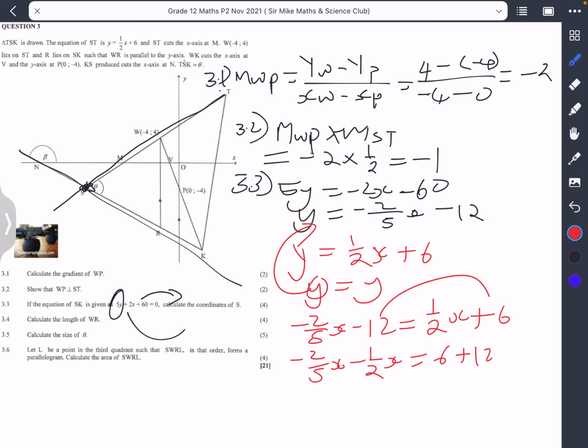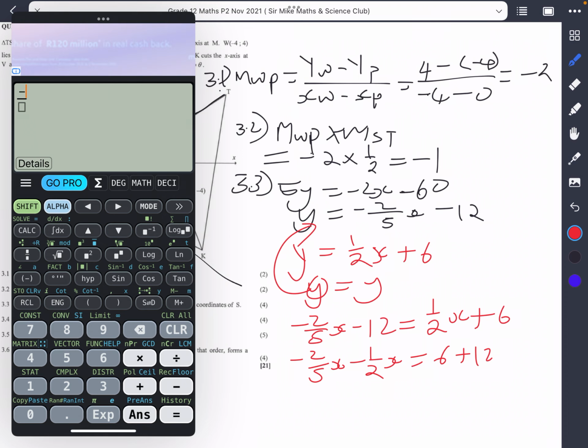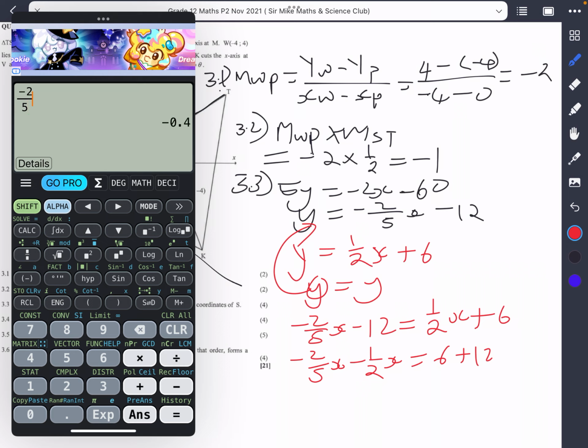So from this step, what I would do is add these two. What would be the value that I would get when I take negative 2 over 5, and then I minus 0.5 there? So I actually get negative 0.9, right?